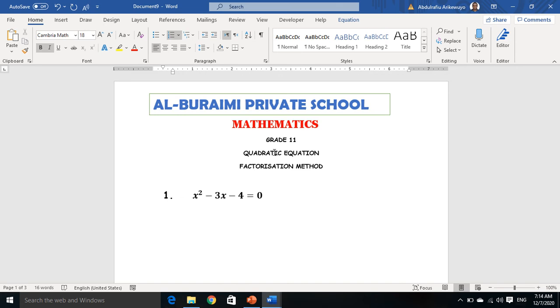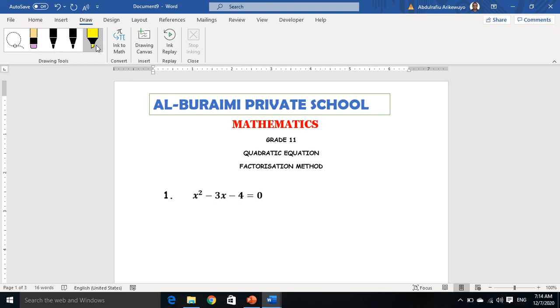Now, if you are using factorization, you are looking for two numbers to replace this particular term, 3x. I have minus 4. Can you see that the constant here is minus 4? I'm looking for two numbers that, when I multiply them, I will get minus 4, and when I add them, I will get minus 3. That is what I'm looking for.